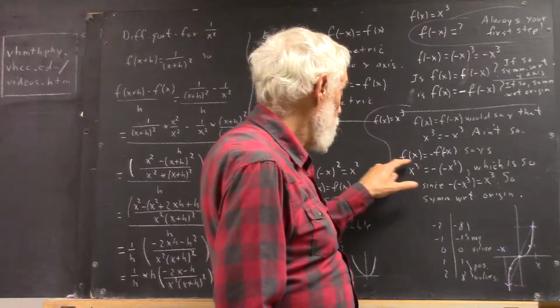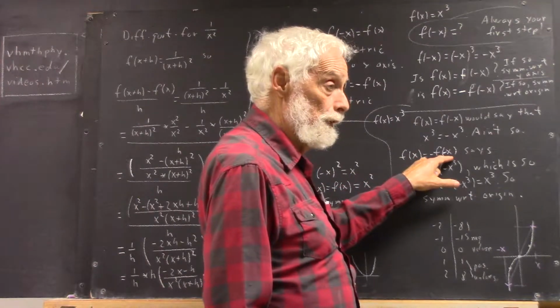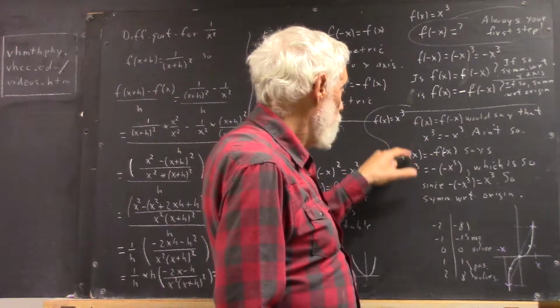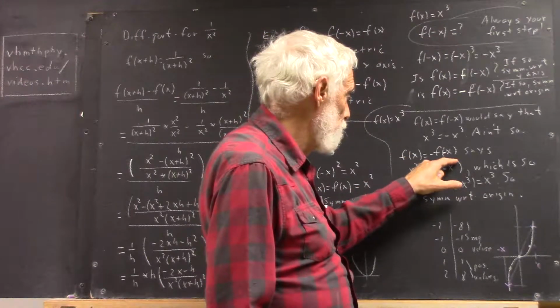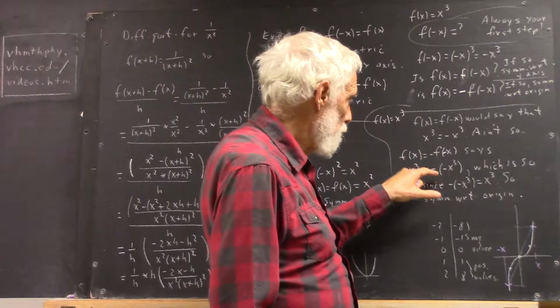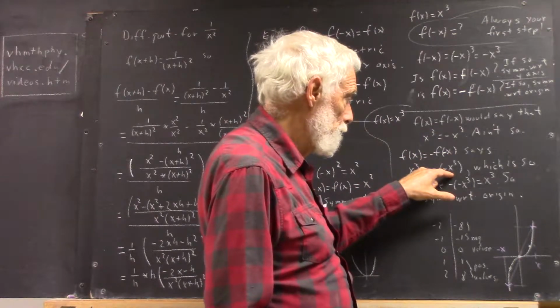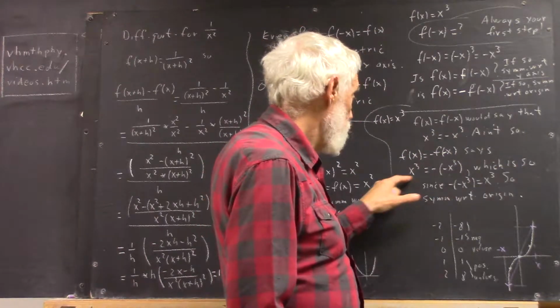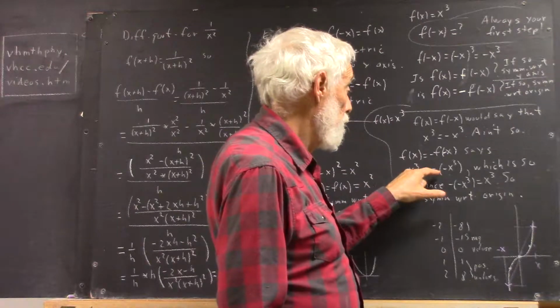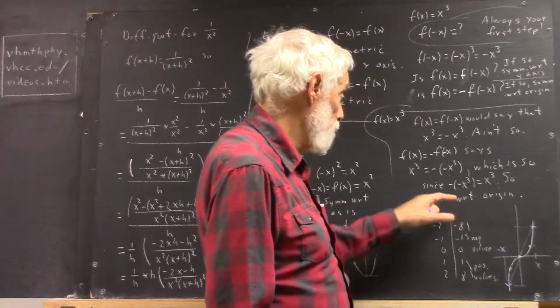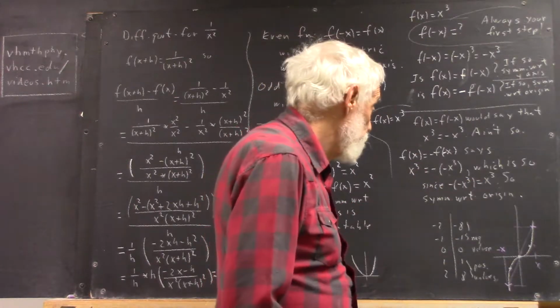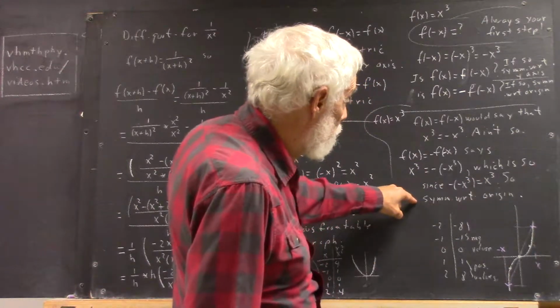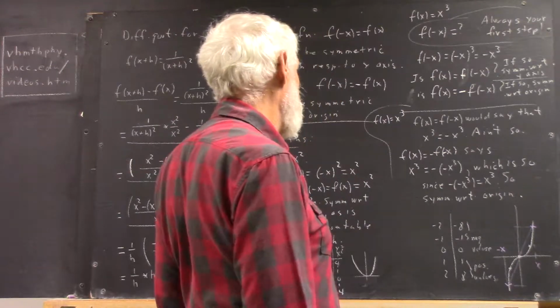Okay, what about f of x equals negative f of negative x? That says that, well, f of x is x cubed, f of negative x is negative x cubed, and negative f of negative x will be the negative of negative x cubed. And so this x cubed is equal to the negative of x cubed, since the negative of negative x cubed is x cubed. So this is symmetric with respect to the origin.